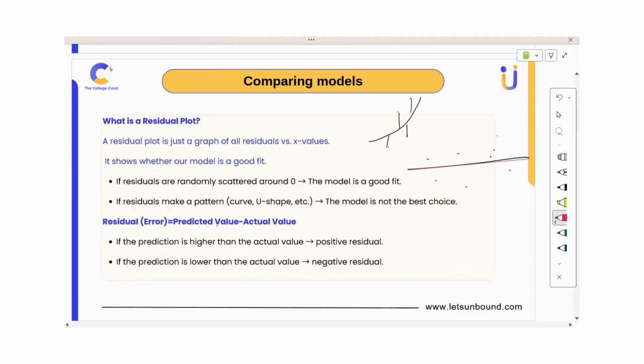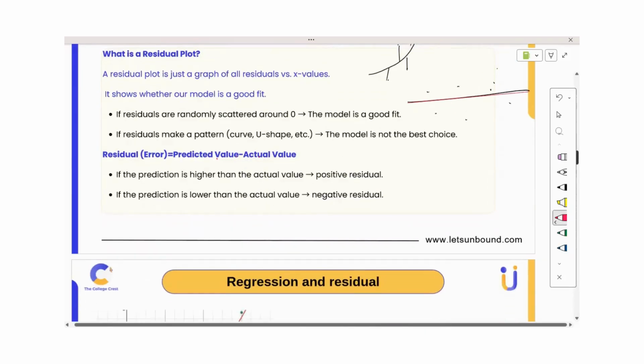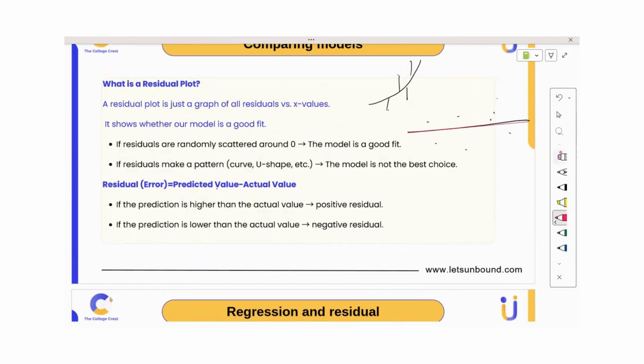And one more thing is residual error. Residual error is predicted minus actual. Predicted will be on your graph, on your regression. Actual will be the data points provided, the reality values. So if the prediction is higher, it is a positive residual error. If the prediction is lower, it is a negative residual error.